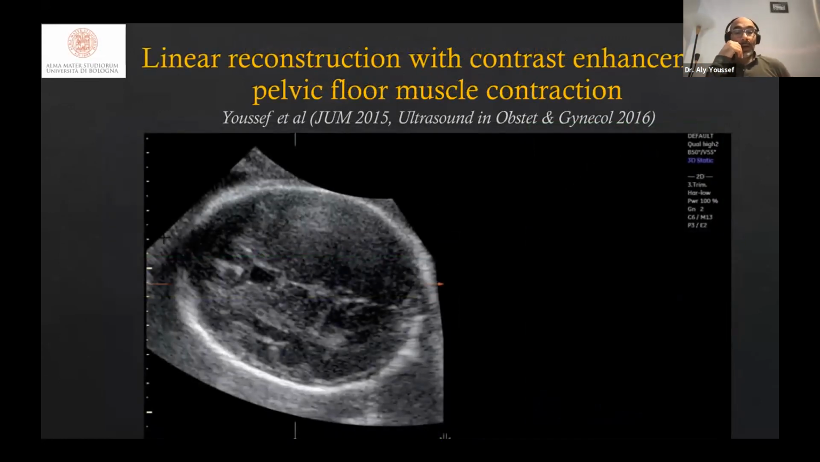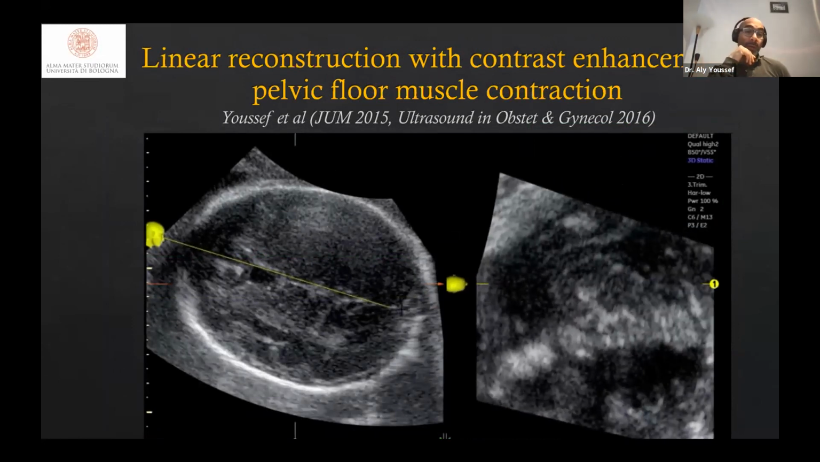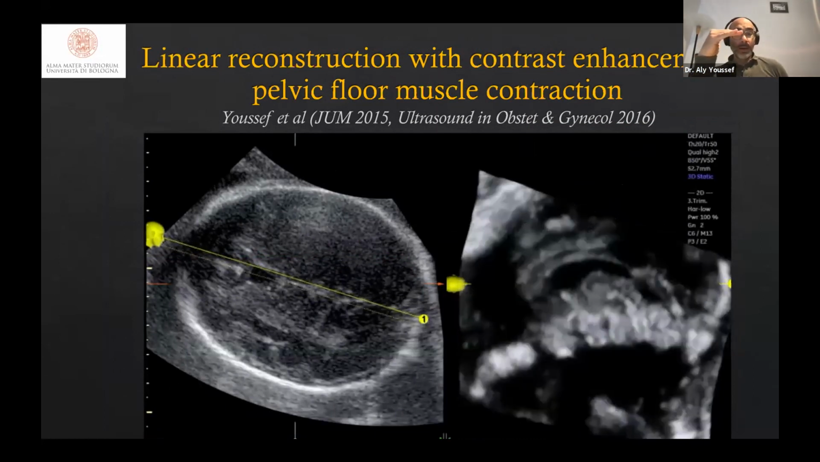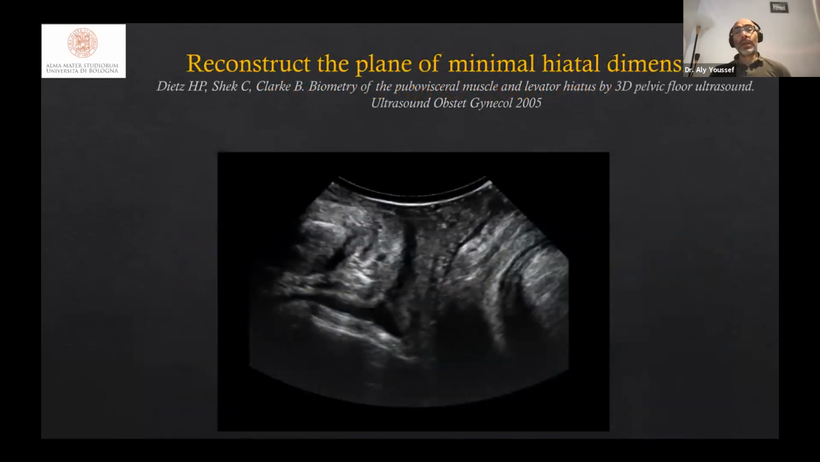The technique that we use in our clinic is the linear reconstruction technique. Okay? So we, for example, use it in the case of the brain if you don't have the midline appropriately horizontal. Whether you rotate the midline to make it horizontal, or you can just trace it by the linear reconstruction technique, what's called in some machines OmniView or OVIX in some other machines. So with a thickness of, in the case of the pelvic floor, 10 to 20 millimeters.